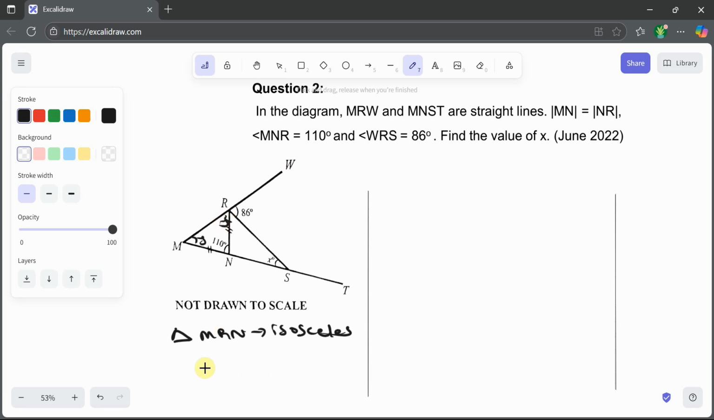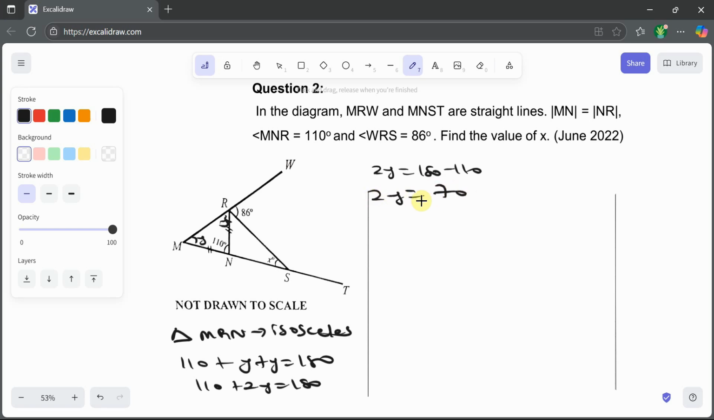So we could say 110 plus 2y is equal to 180. I've given the reason in the previous question. Then 2y is equal to 180 minus 110, and that'll give me 2y is equal to 70, and if I divide both sides by 2, my y is equal to 35 degrees. So this y value here is equal to 35 degrees.